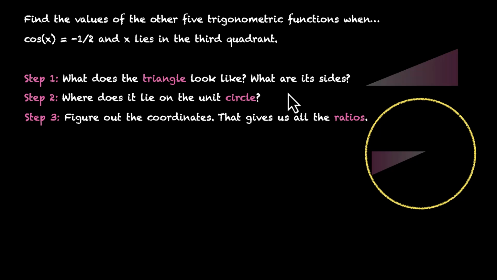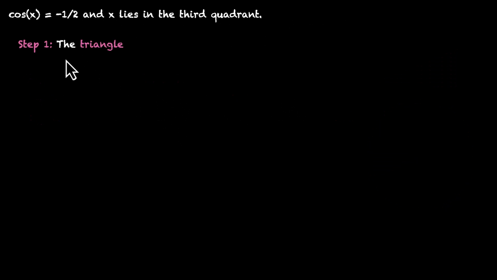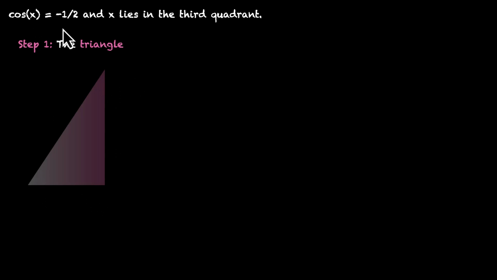So let's do this. Let's first start with the triangle. Cos x equals minus half. The minus sign is basically telling us that it's not placed in the first quadrant. It's placed somewhere else. Well, it's placed in the third quadrant, but forgetting about the minus sign for a minute, focusing only on the magnitude, cos x equals half gives us this triangle.